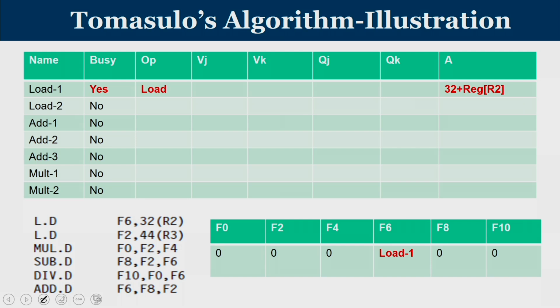So, let us look into a scenario where I have two load store units, load 1 and load 2, two adders, add 1 and add 2, which can perform addition as well as subtraction. So, we have 3 adders which can perform addition and subtraction operations, and we have 2 multipliers which are capable of performing multiplication operation.